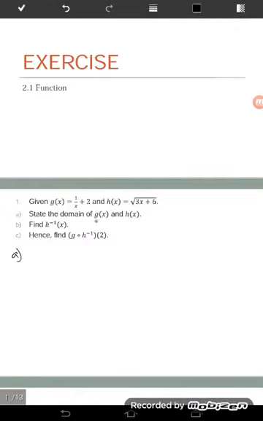For the domain of g(x), we have a fraction here, 1 over x. Okay, so if it is a fraction, last time I told you the condition is denominator cannot equal to 0. We have here denominator x, so x cannot equal to 0. Therefore domain of g is from negative infinity until 0, open bracket because we cannot take 0, union with 0 until infinity.